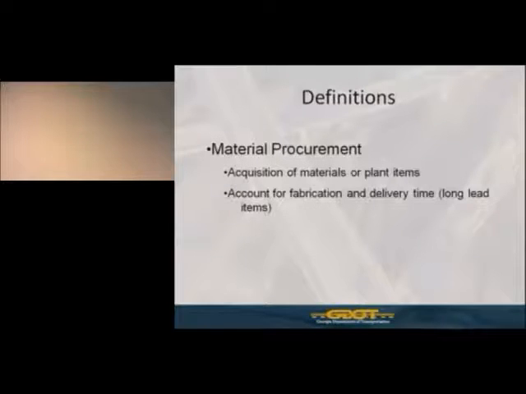Material procurement. This is obviously where you're requiring acquisition of materials or plant items for any of your facilities requiring relocation and or adjustments. You also need to account for fabrication and delivery time, particularly for long lead items. Several years ago, we were having issues with steel and concrete, so self-supporting poles were taking several months to almost a year at one point in time.